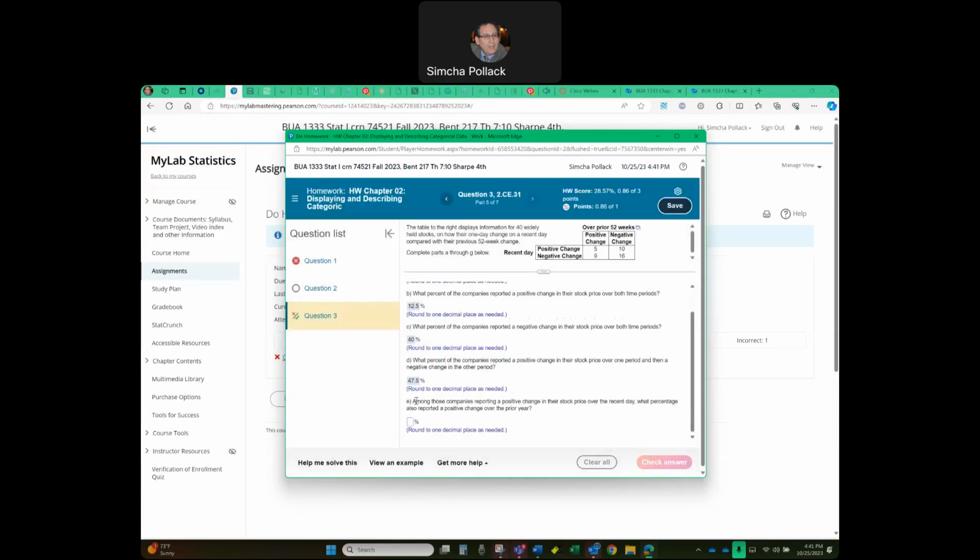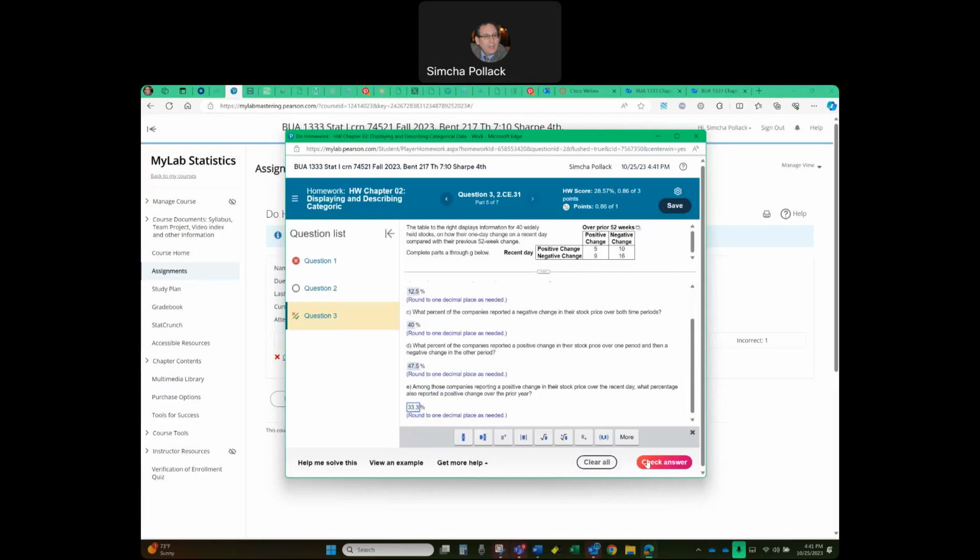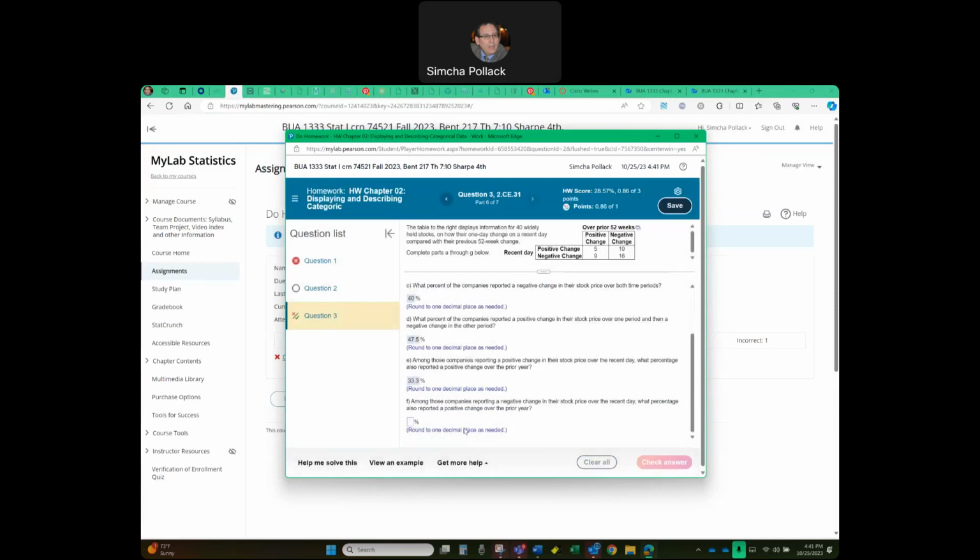Now this is an interesting question. It's called a conditional probability, which we're going to learn about again in Chapter 5. Among those companies reporting a positive change over the recent day, these 15 companies we're talking about, among those 15, conditioned on that, how many had a positive change over the prior year? So it's 5 out of 15, which is 33.3%. Another conditional: among those companies reporting a negative change over the recent day, which is these 9 plus 16, or these 25, how many had a positive change over the prior year? So it's 9 divided by 25, which is 36%.